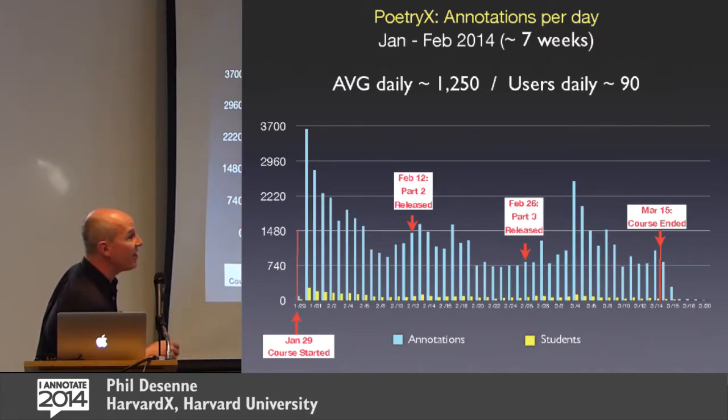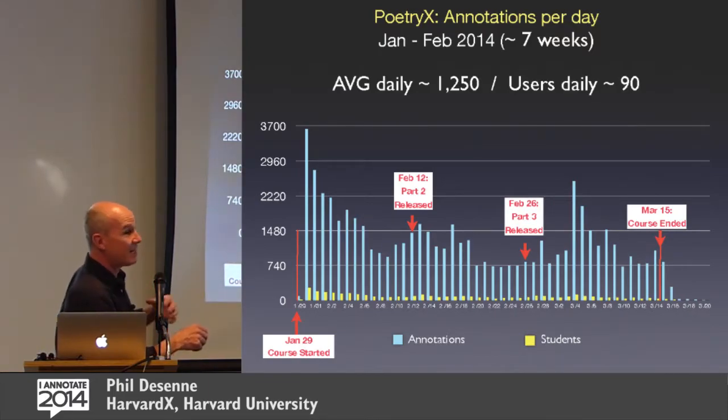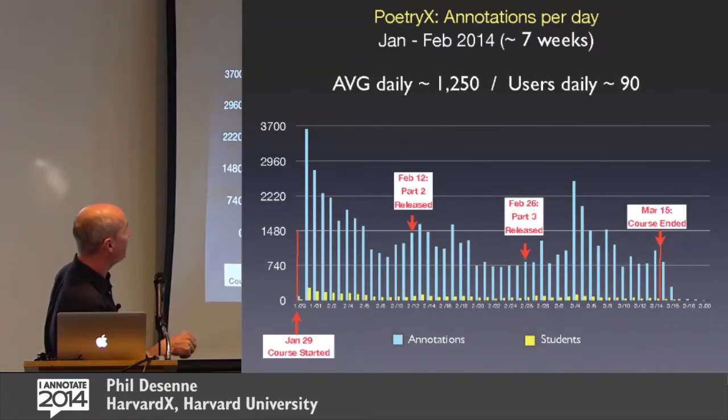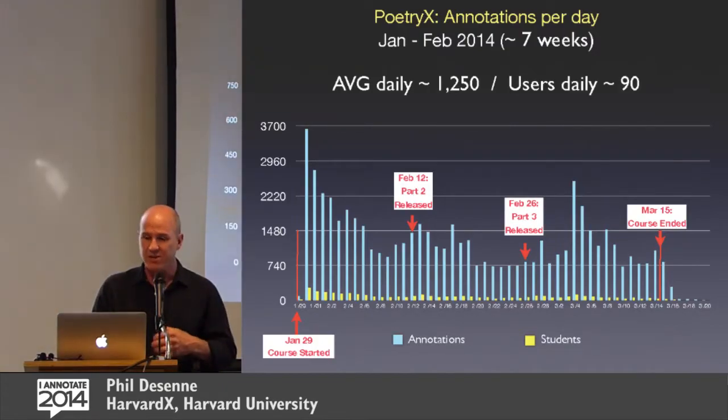The activity was just stunning. You see that they've got several modules that got released over time, and there's always a peak of activity when the modules are released, but it pretty much remains constant. We have an average of about 1,000 annotations daily and about 90 students engaged doing annotations. So you see there's a lot of activity going on there.